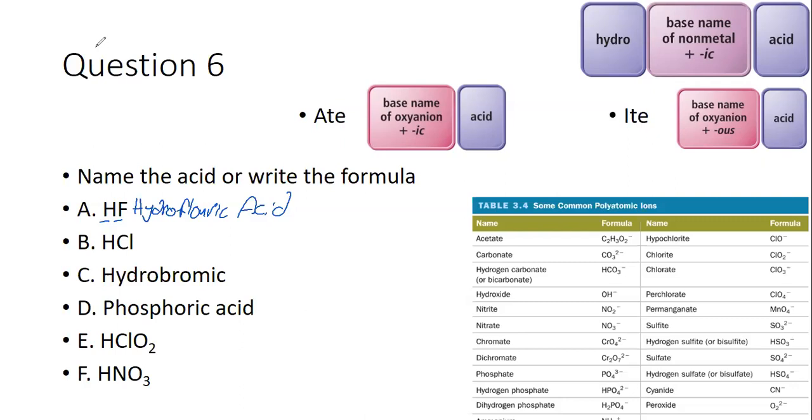So HCl, again, just follow from A. Hydrochloric acid. Working backwards, we have bromic. So your goal here is to figure out what brom refers to. That would be bromine. So hydrobromic acid is HBr.